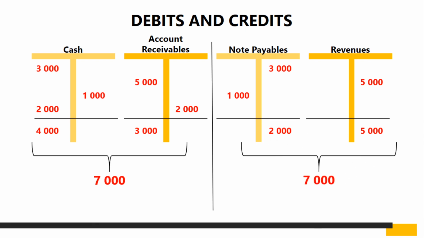Now here is the key takeaway for today. For each and every transaction, the total credits will always be equal to the total debits. And within our accounting system as a whole, at every moment in time, the total debits will always equal the total credits.